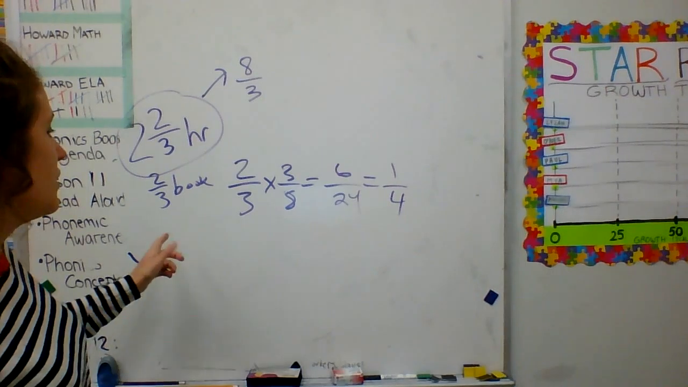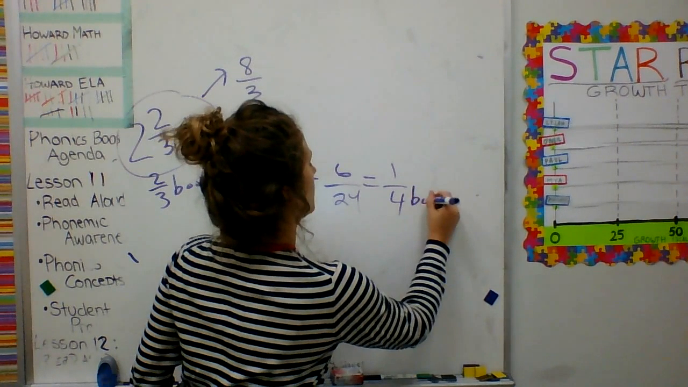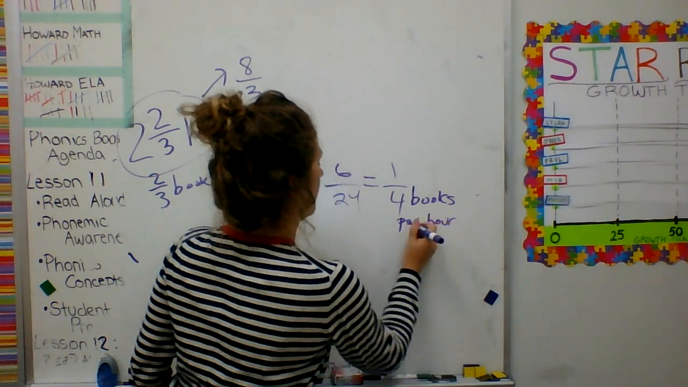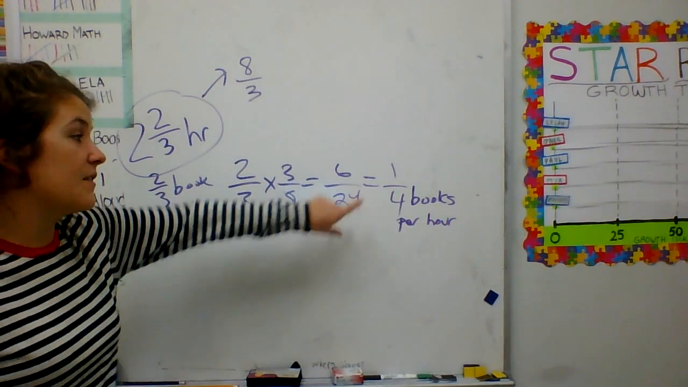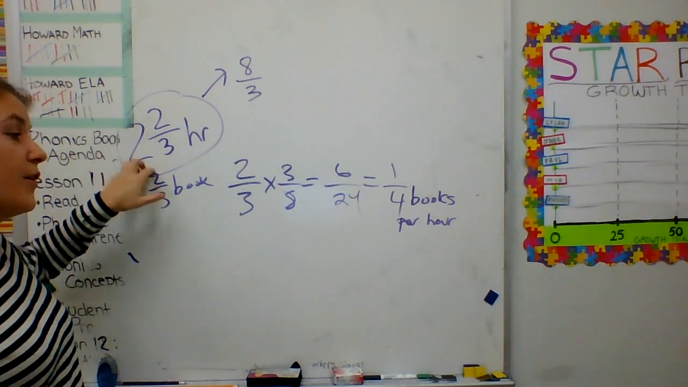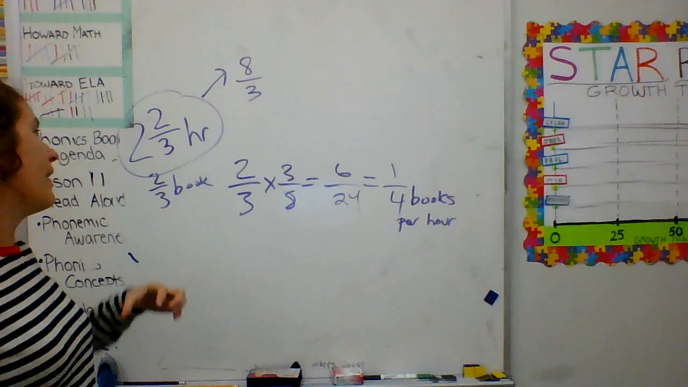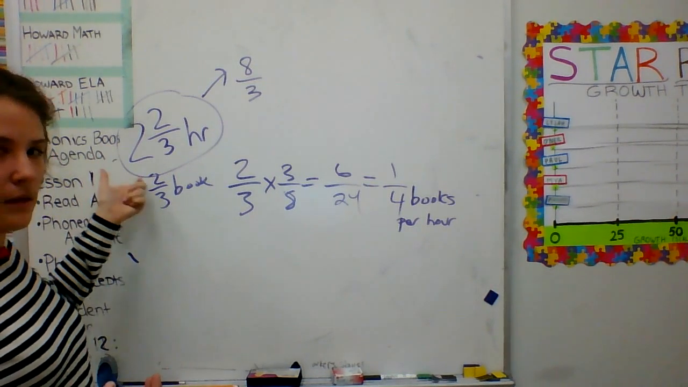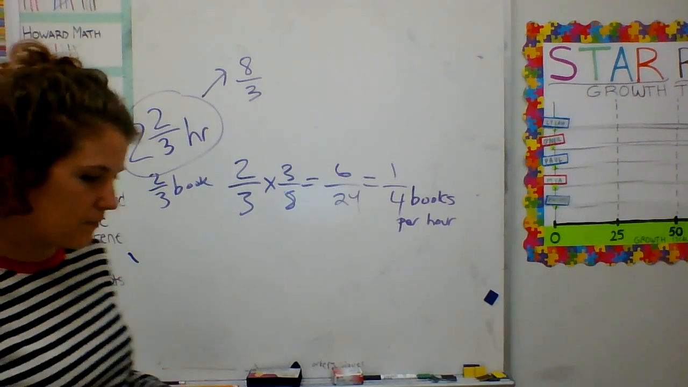I need to say that she can read 1/4 book per hour. And it makes sense that this fraction is smaller, because we knew how much she could read in 2 2/3 hours. Now we're looking for 1 hour. 1 is less than 2 2/3, so this number is going to be less than 2/3 as well.